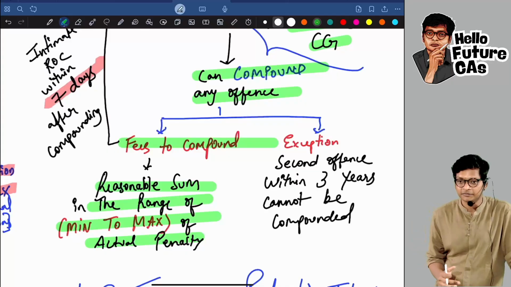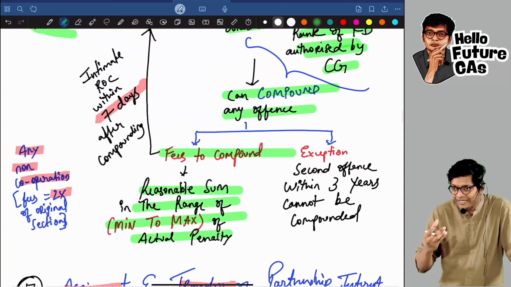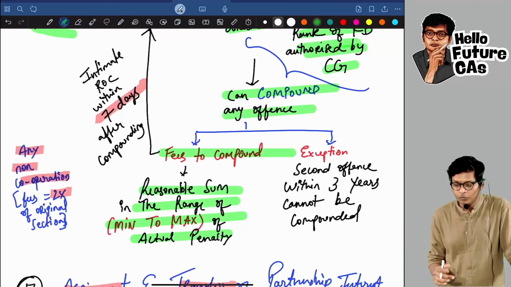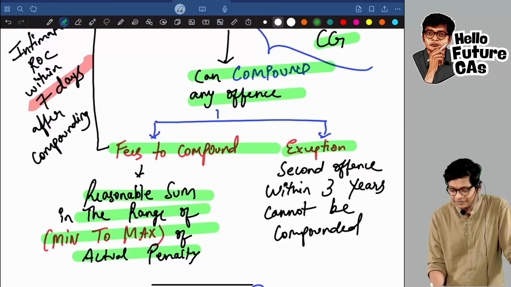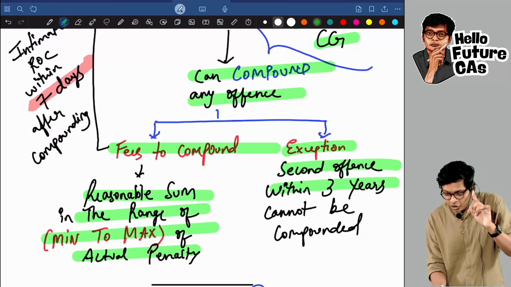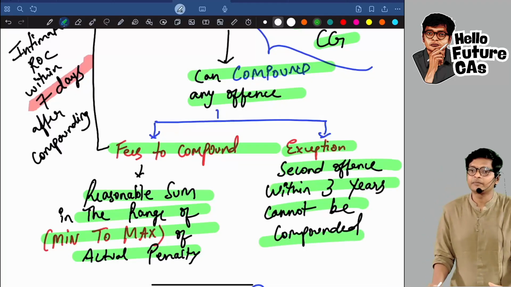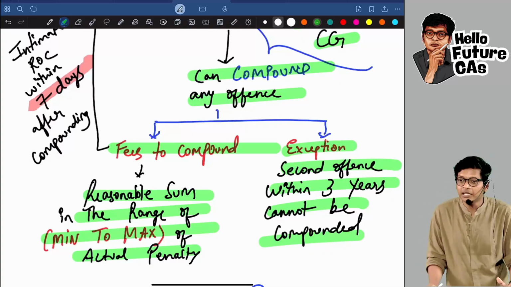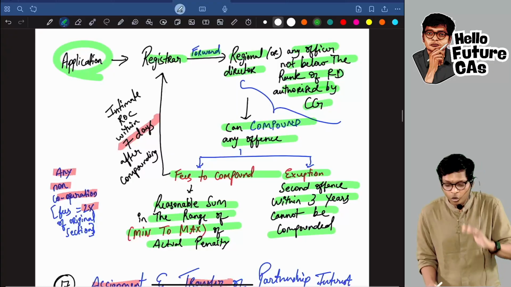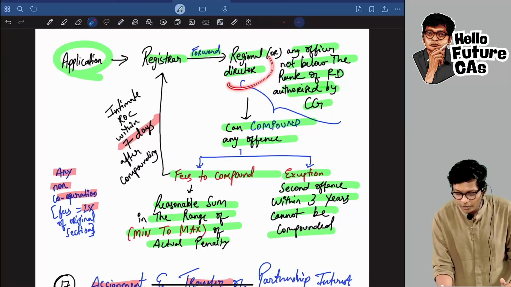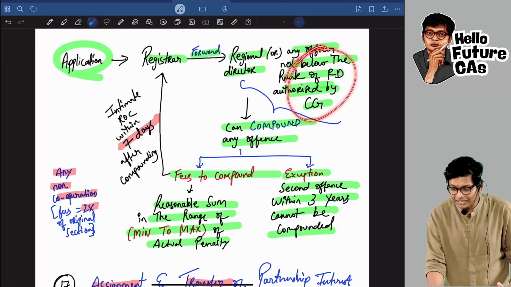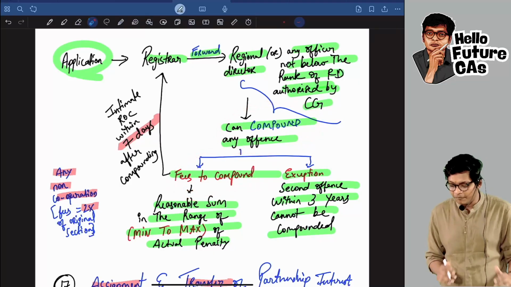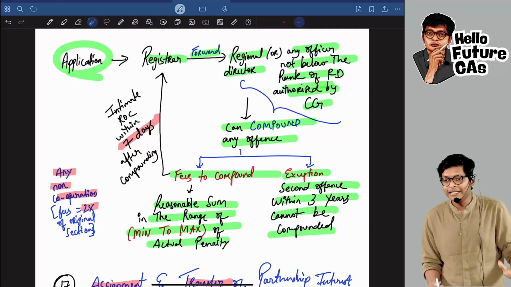That's your character. So they are saying, one time you make a mistake, the other person can forgive you. But if daily you are coming and doing it, you can't beg for an exception. So here the exception is, if you do a second offense within 3 years, it cannot be compounded. Are you all with me, guys? Second offense within 3 years cannot be compounded. So simple, sir. Go to the registrar. The registrar will forward to the regional director or an officer not below the rank of regional director. They can compound, fees to compound, minimum and maximum of penalty, and a second offense cannot be compounded.